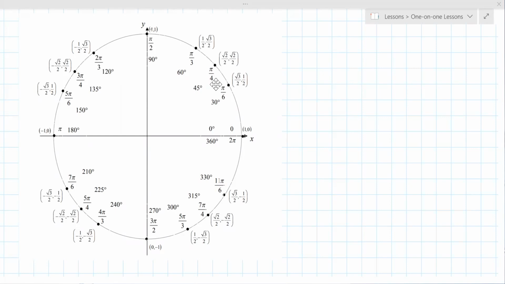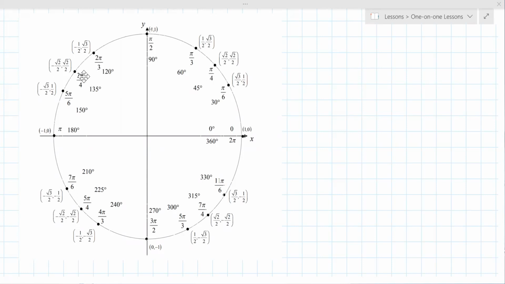Wait, what does it mean by sine inverse, though? It means for what angle is the sine of that angle square root of 2 over 2? Sine is y, right? Cosine x, sine y. Yeah, it's basically saying for what angle is the y value square root of 2 over 2? The y value is pi over 4 or 45 degrees. Right, pi over 4 or 3 pi over 4.